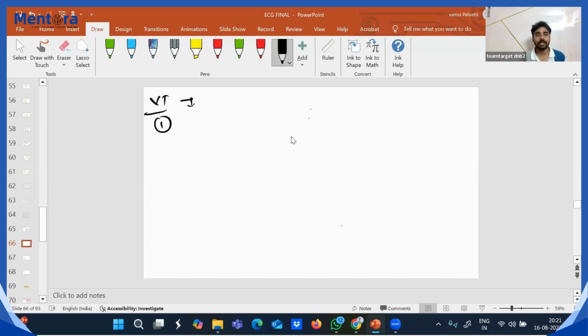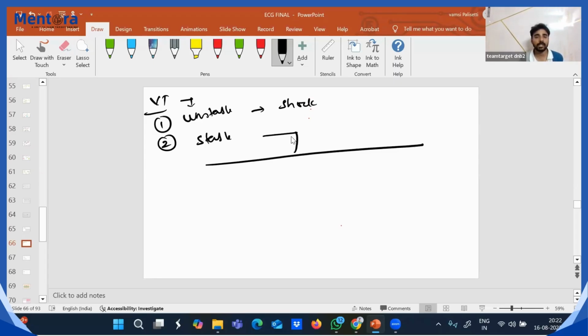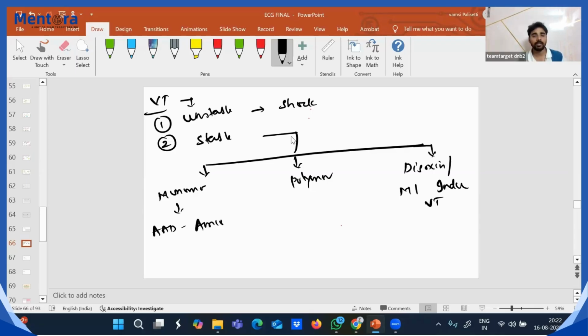So how will you manage the VT? Again, same. If the patient is unstable, like any shock, go for shock. If the patient is stable, then please make a 3-type flowchart. One is monomorphic VT, other is polymorphic VT, other is digoxin-induced or myocardial infarction-induced VT. Very important. Monomorphic VT, you have to give antiarrhythmic drug only, that is amiodarone. Polymorphic VT, drug of choice is magnesium sulfate, very important. Digoxin-induced or MI-induced VT, you have to give lidocaine, 1.5 mg per kg dose.